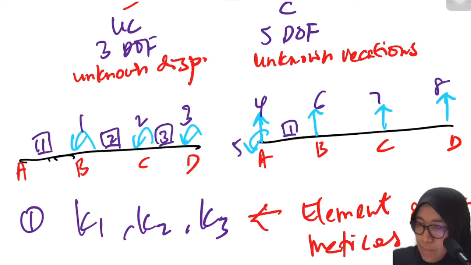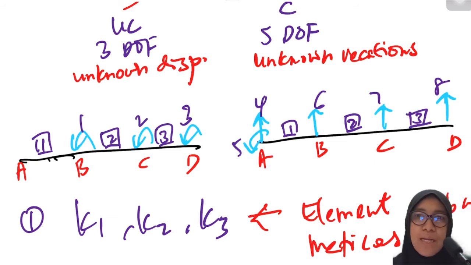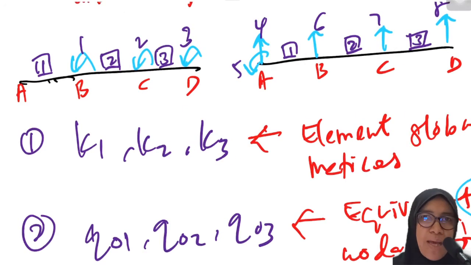Element 1, element 2, element 3. So K1, K2, K3. For element number 1, AB, A will become the near end and B will become the far end for that element. So A is near, B is far.